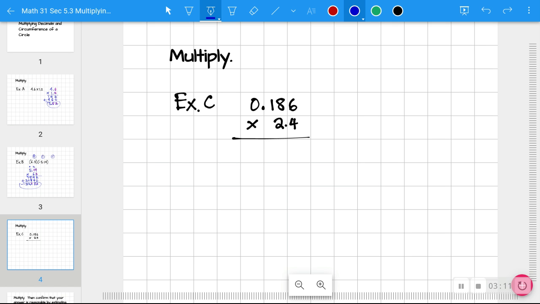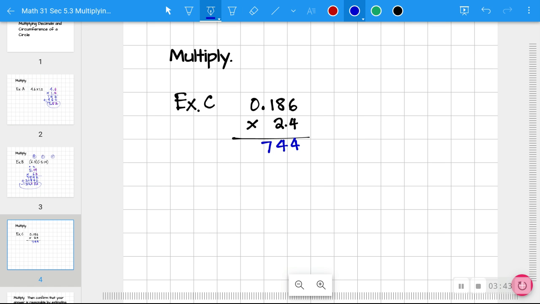Okay, this one here has 3 digits to the right of the decimal. And this one has 1 digit to the right of the decimal. So we know ahead of time our answer is going to have 4 digits to the right of the decimal. Okay, 4 times 6 is 24. And 4 times 8 is 32, with 2 more is 34. 4 times 1 with 3 added is 7. Make sure you erase those carry marks between rounds here.